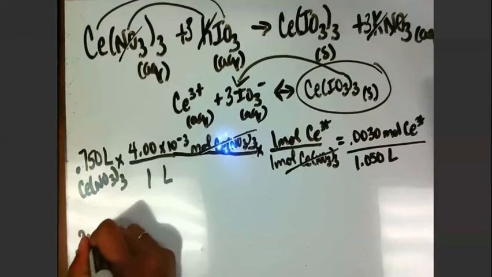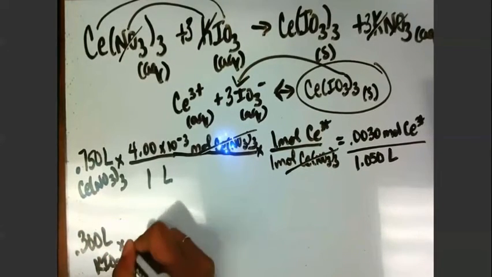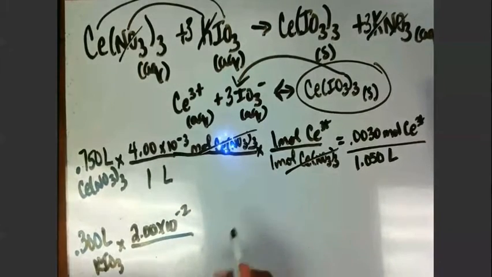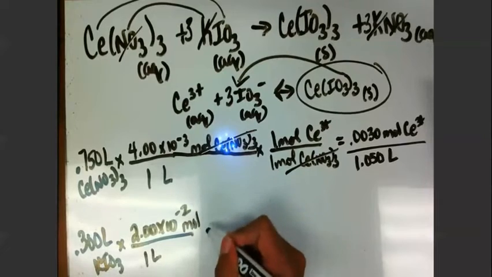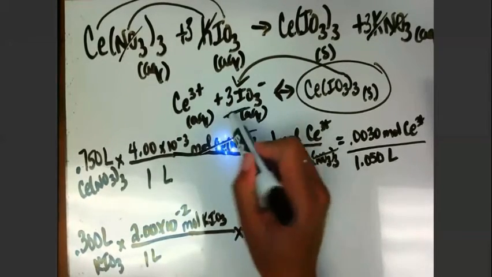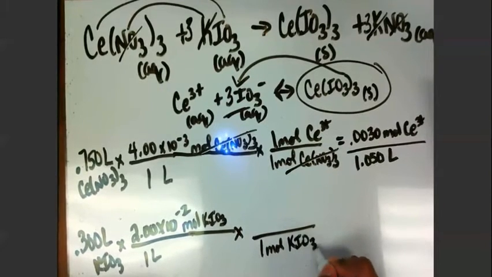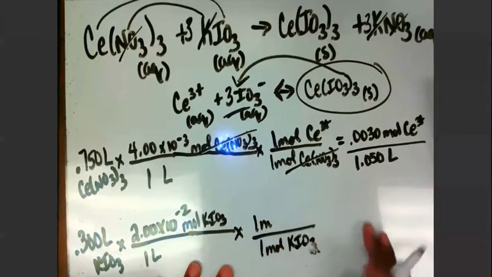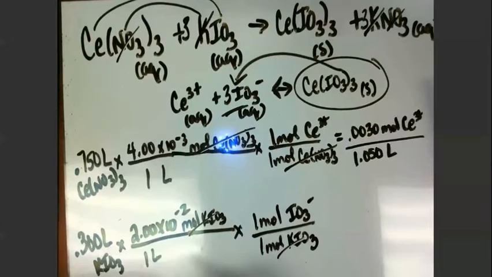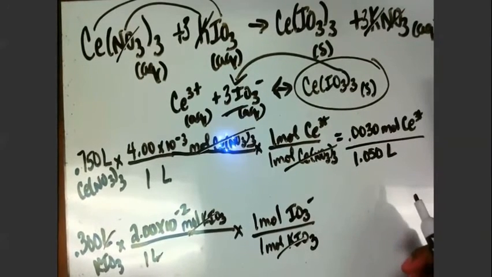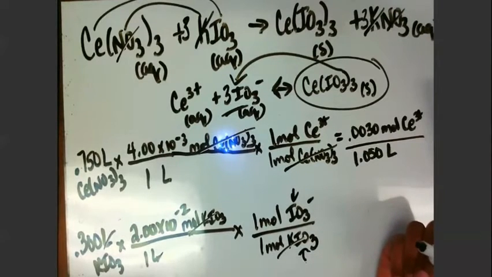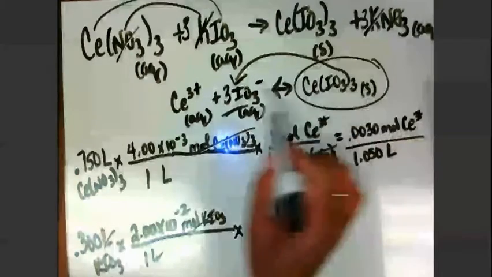Now I'm going to do the 0.300 liters of the KIO3, and we're going to use its concentration, which is 2.00 times 10 to the negative second moles for every 1 liter. So moles of KIO3. Then I'm going to extract the part that I care about: for every 1 mole of the KIO3, there's 1 mole of the IO3-. No, there are not 3, because in one of these, there's one of those. So we haven't actually used this equation yet.